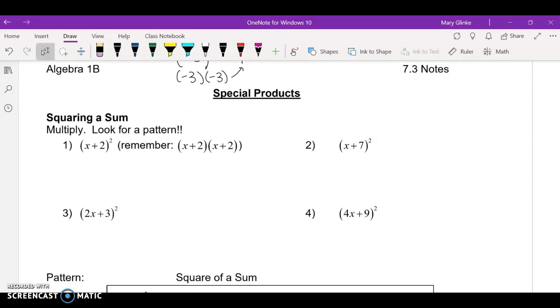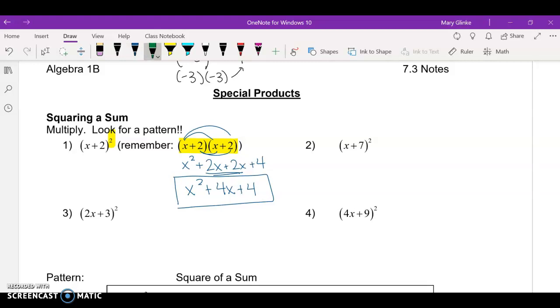So the biggest thing with today is when you see this square on the outside, you need to cross off the square and write it twice and then just do all of the distribution stuff that we have been doing. So looking at this one, if we wanted to do x plus 2 squared, we would distribute x plus 2 times itself. So we would get x squared plus 2x plus 2x plus 4. So if we add those together, then we would get x squared plus 4x plus 4.